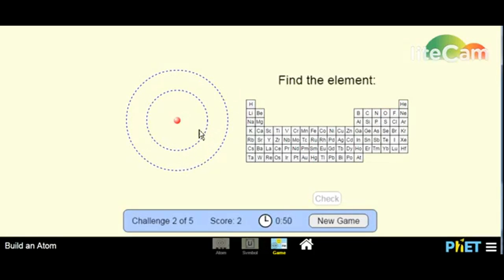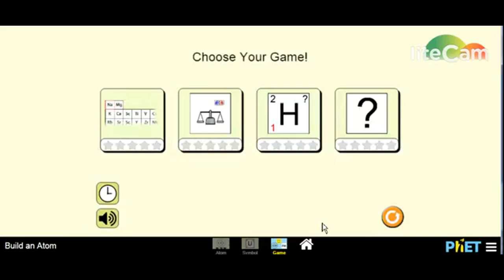See if you can figure out what this is. Try the game on your own. You can also try some other games here. See if you can identify all the atoms in their various configurations. Have fun!